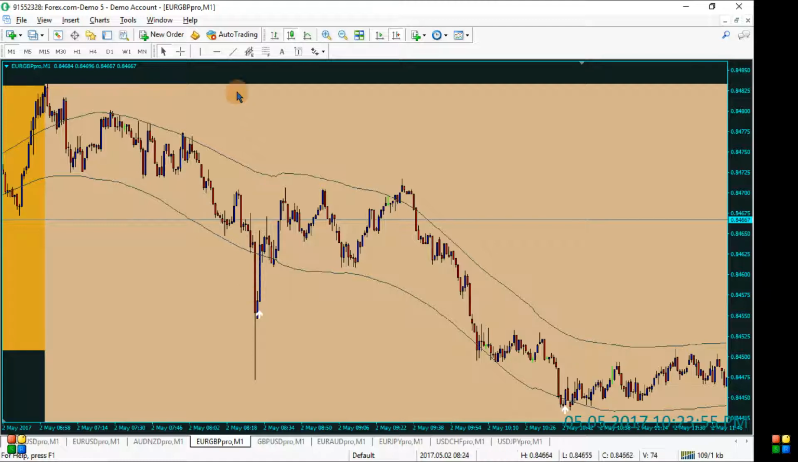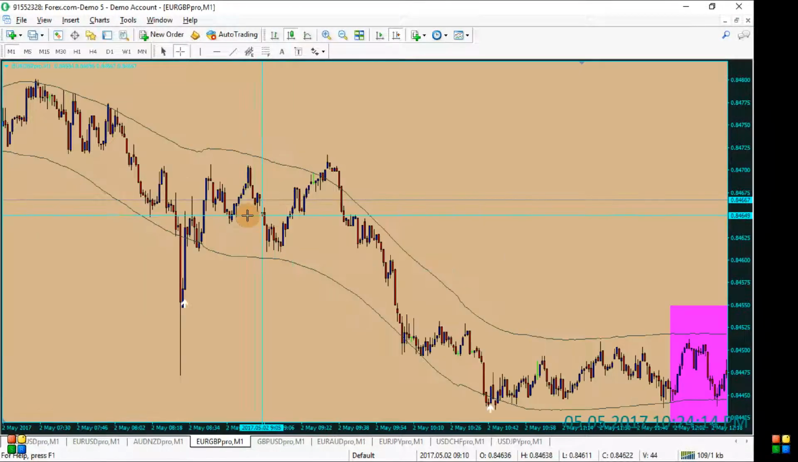Right here, I believe there was some news release. Yes, 8:30, and that is US take some news release at that particular moment of the day. I'm sorry, the Eurozone. This is the Euro section. So this might be some kind of a news.